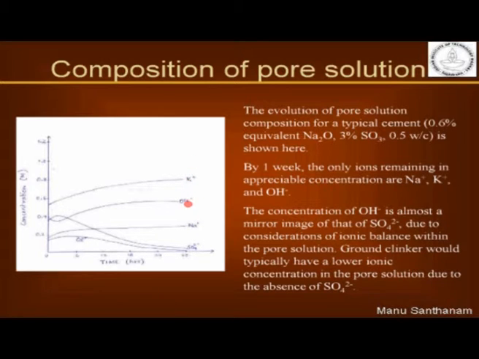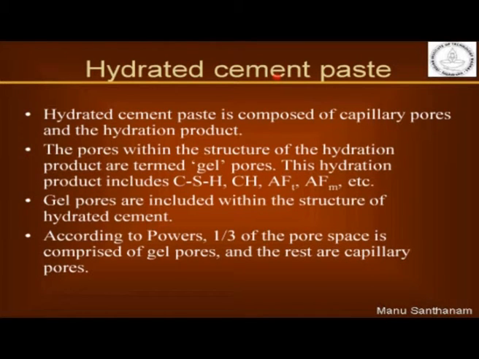and OH minus. Okay, and your pH of the system is going to be as high as 12.5 or 13, and that high pH is maintained because of this very high alkali oxide concentration that is present inside your pore solution. Okay, so your calcium hydroxide and your alkalis are both responsible for producing a very high pH in your cementitious system. So now let us look at hydrated cement paste.